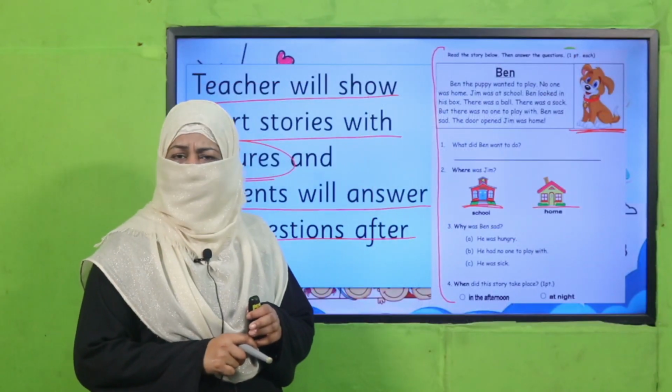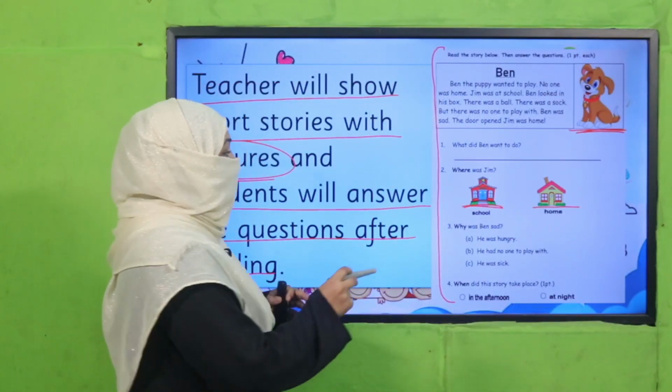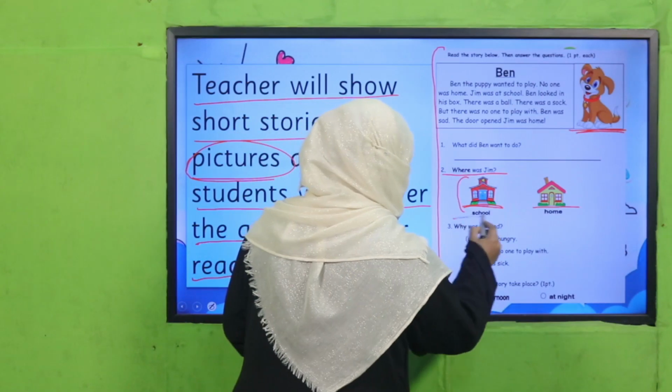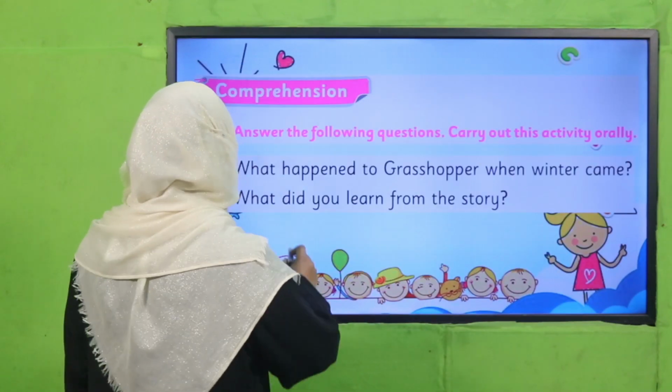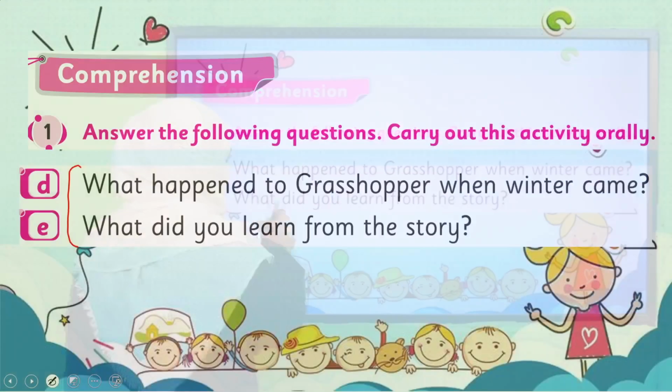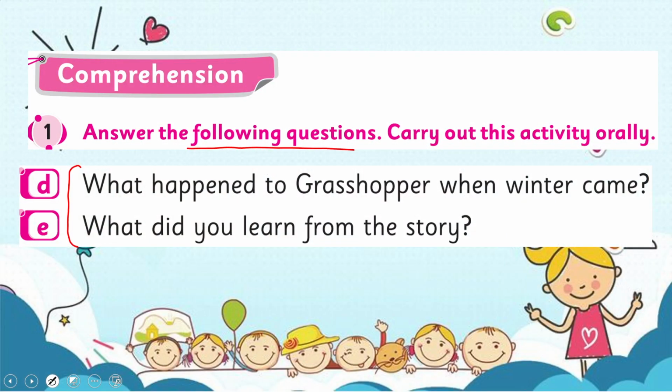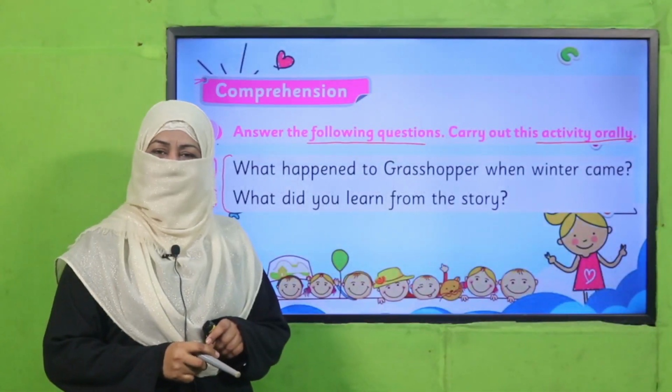Yes, my dear students, are you done with it? Good job. Now you see, by looking at the picture, you can easily find the answers, okay? So it's time for your comprehension. The text we just read, these are the questions. Tell the answers of these questions to your teacher orally. Pause the video, answer these questions to your teacher, and then come back.